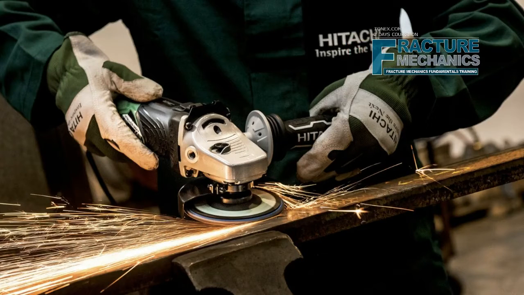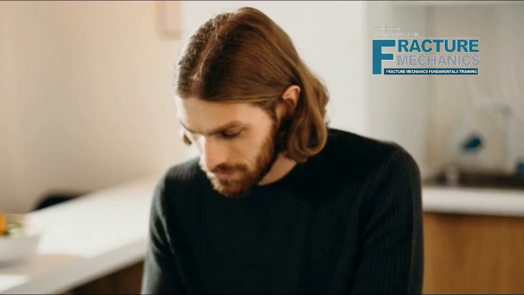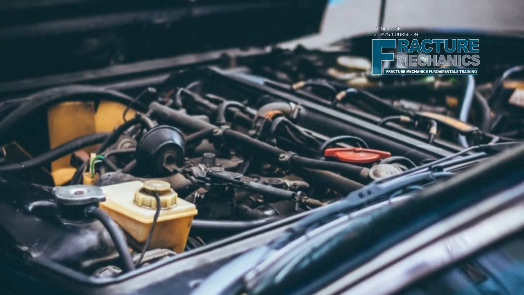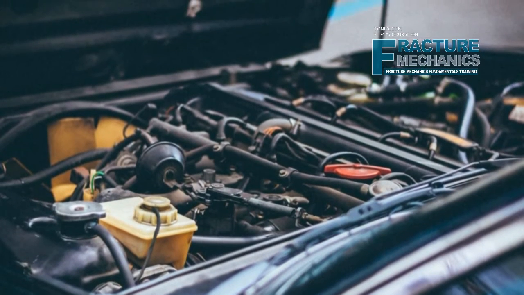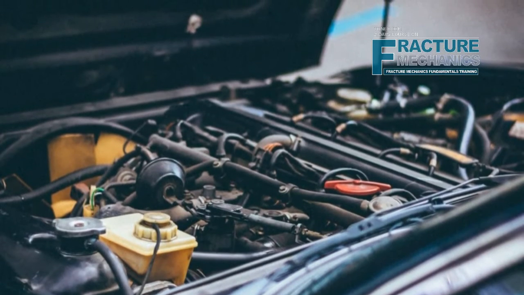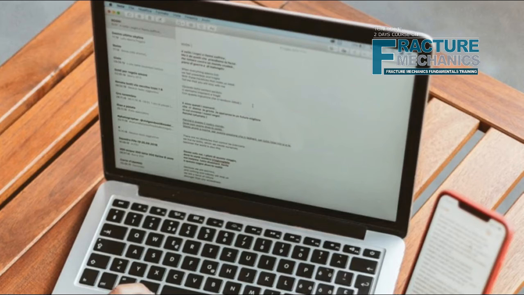Fracture Mechanics Fundamentals Training is a 2-day training program giving fundamentals of fatigue and fracture concepts and principles, analysis and design, requirements engineering, calculations, verification, risk assessments, validation, system, facility operations and maintenance, O&M.